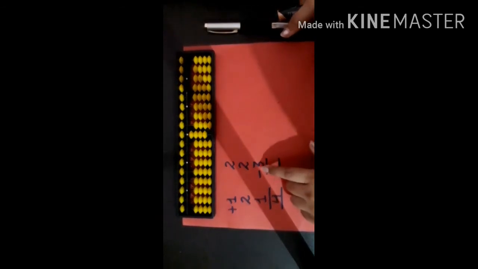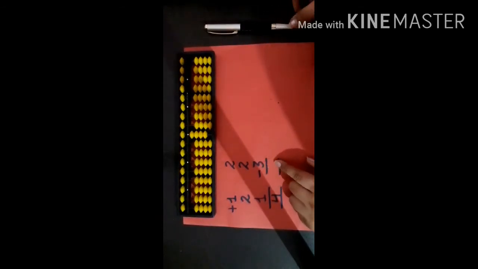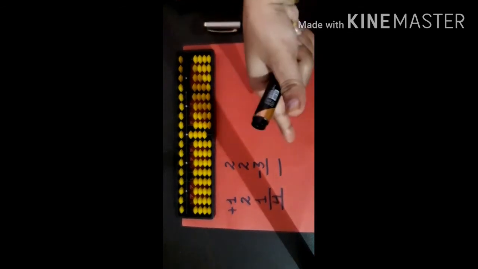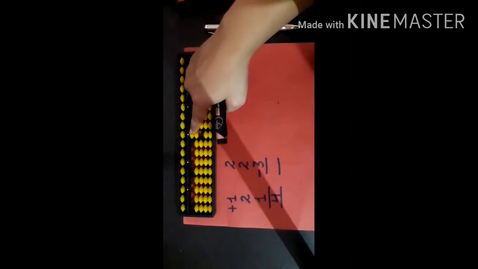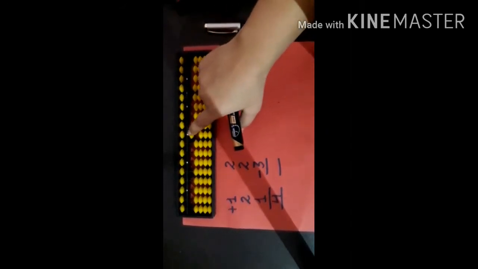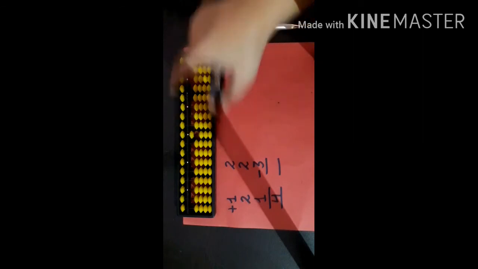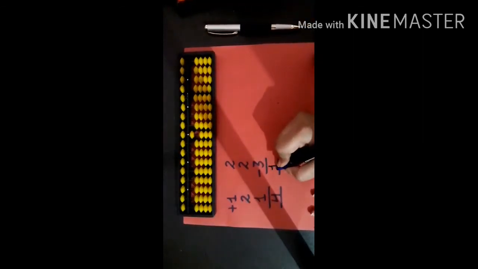Now you have to minus 3. Minus 3 means subtract 3. So minus 3 means down. So 1, 2, 3. Now what is left out? 1. 1 is left out. So 1 is your answer.